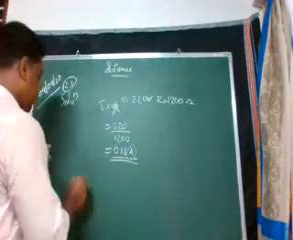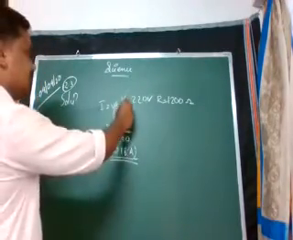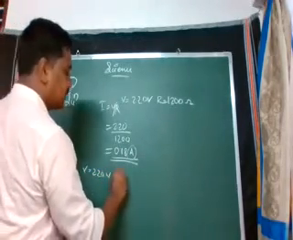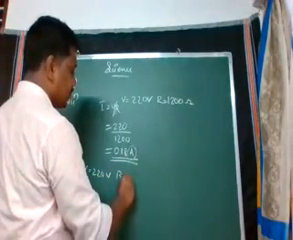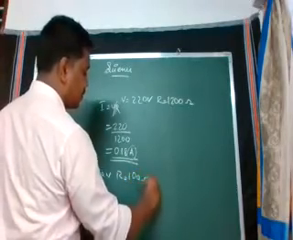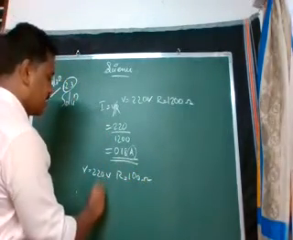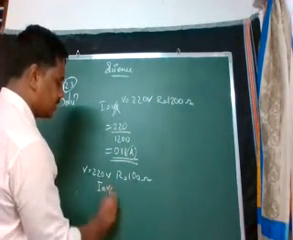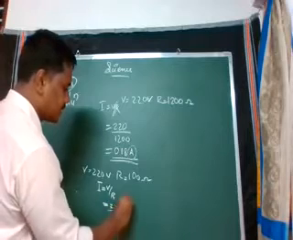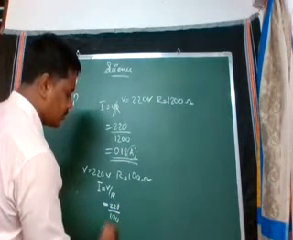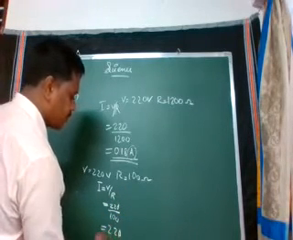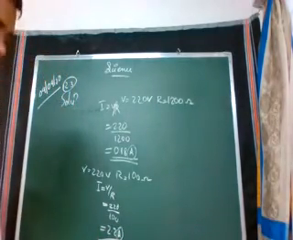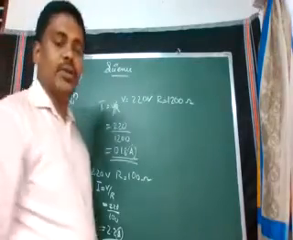And in the second case, it is given that V is equal to 220 volt and R is equal to 100 ohm. We have the equation for current I is equal to V by R, so 220 by resistance 100. So 2.2 ampere. Don't forget to write the SI unit.